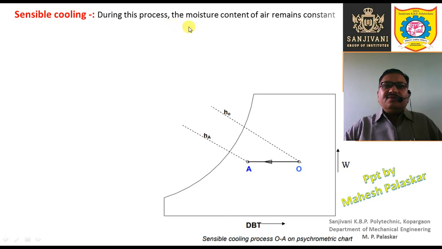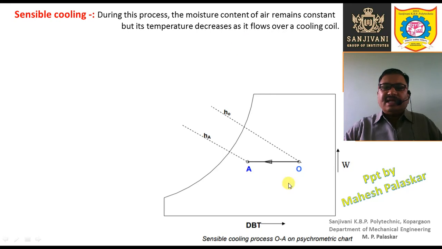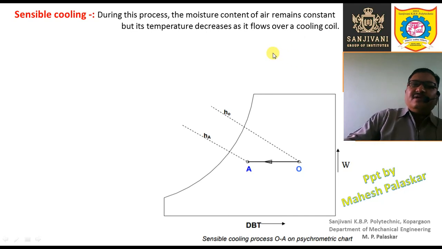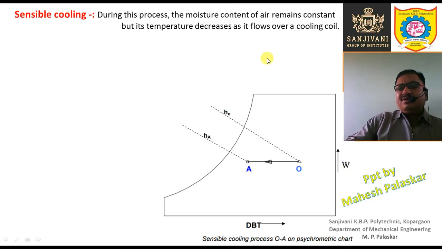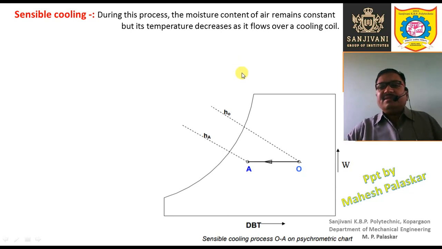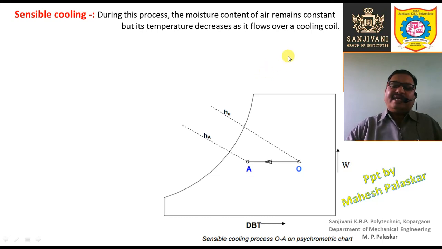During the sensible cooling process, the moisture content of the air remains constant. That means specific humidity omega remains constant, but its temperature decreases. Dry bulb temperature is decreased as it flows over a cooling coil. So for sensible cooling, the air must come in contact with a cooling coil. The cooling coil may be a coil through which the evaporating refrigerant is passing, that is the evaporator coil of the vapor compression system, or a coil through which chilled water is flowing. That may also act as a cooling coil.